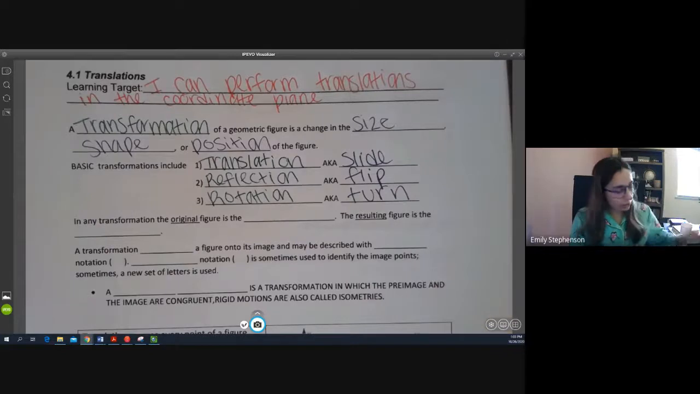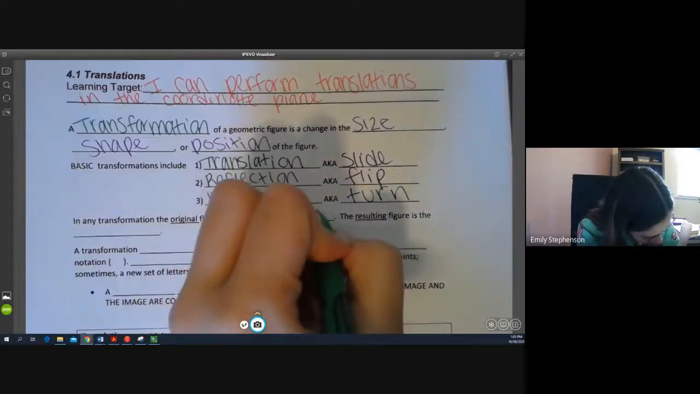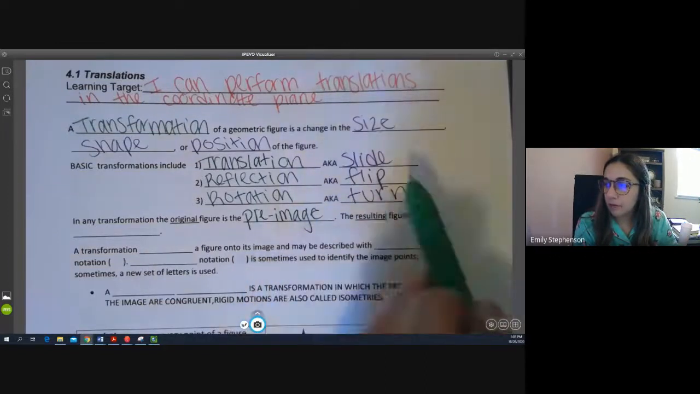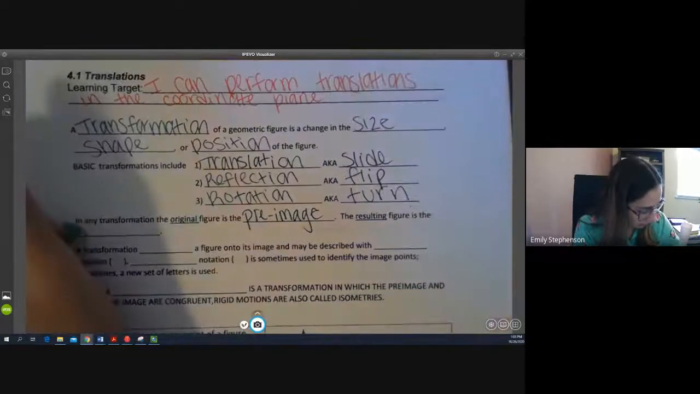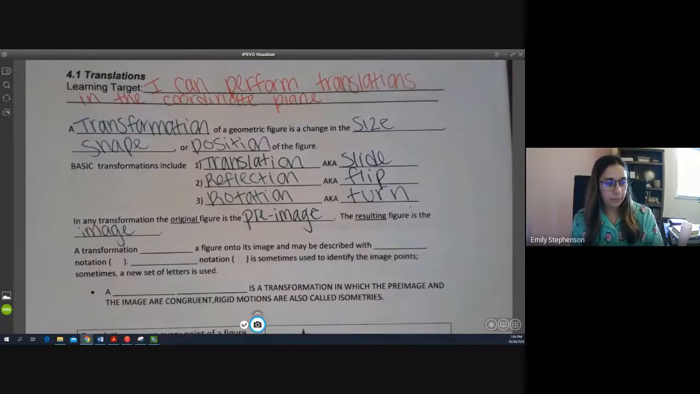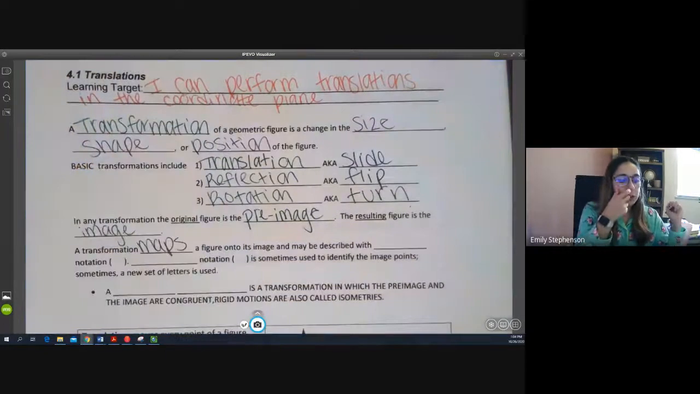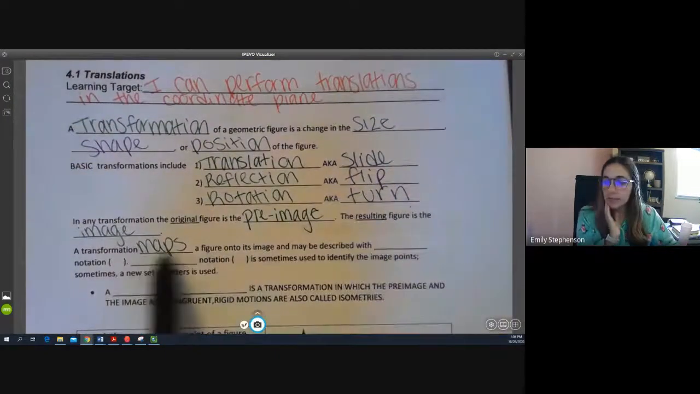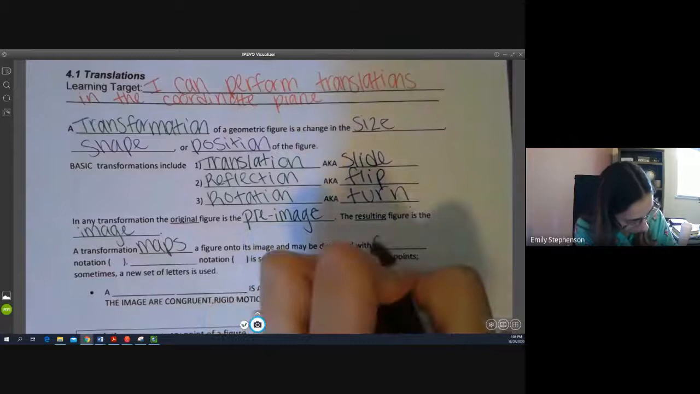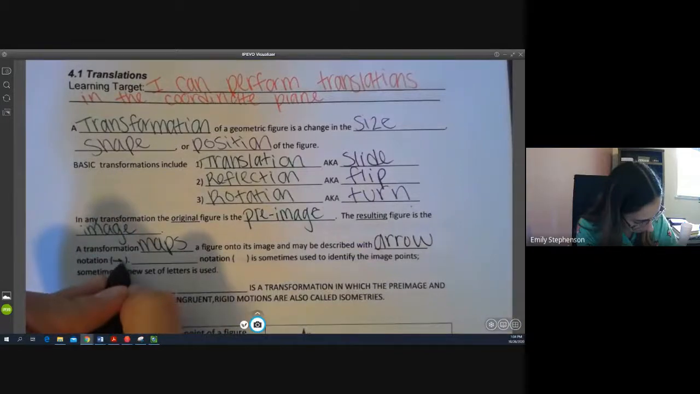Okay, in any transformation, the original figure is called the pre-image. So whatever you're starting with is called the pre-image. The resulting figure, so whatever you get after you slide it, flip it, or turn it, is called the image. A transformation maps a figure onto its image. So in these 3 basic transformations, something happens to map a figure onto its image, and sometimes we describe it with arrow notation, which you'll see an example of down here, but it's just going to have a little arrow.